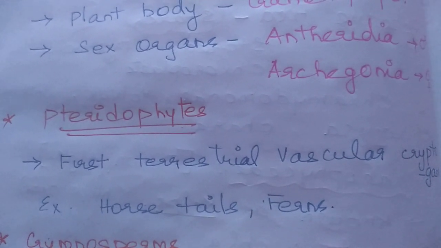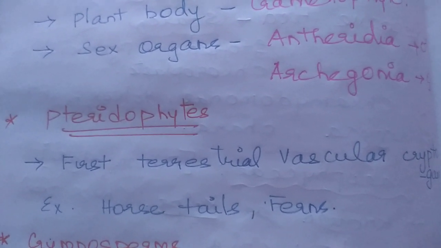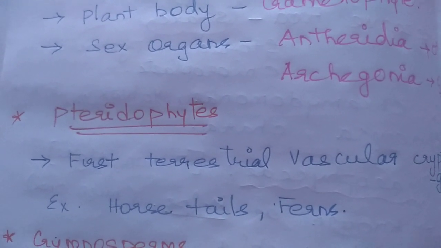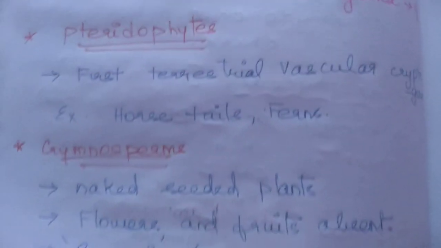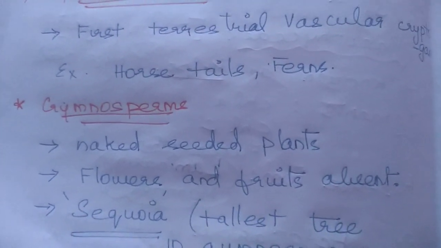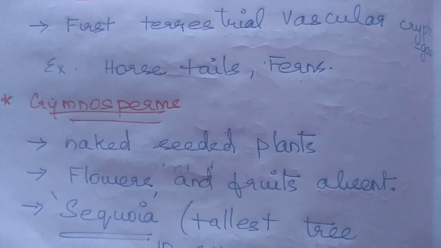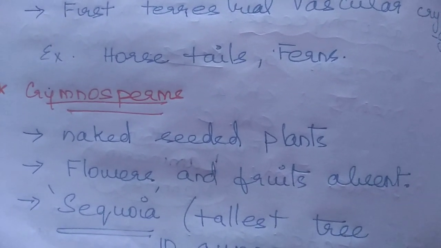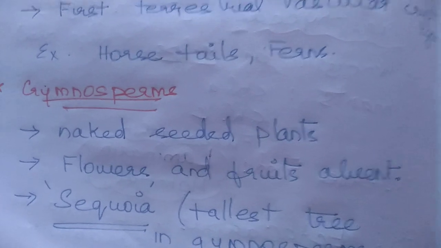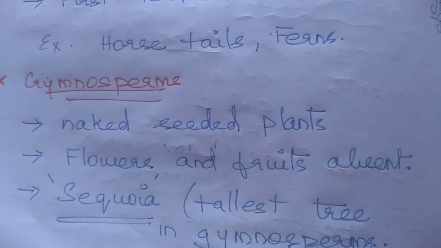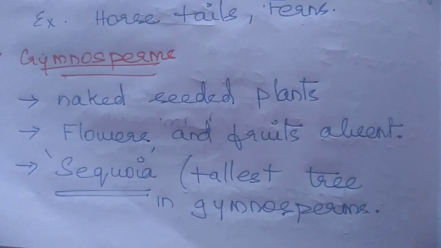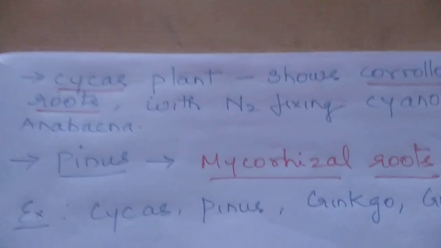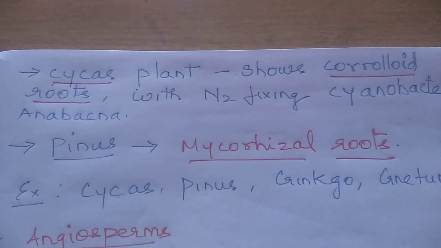And the next division is pteridophytes. They are known as the first terrestrial vascular cryptogams. Examples for pteridophytes are horsetails and ferns. And the next group of the plant kingdom is gymnosperms. They are non-flowering plants. They are called naked seeded plants, and flowers and fruits are absent in this type. And sequoia is the tallest tree among gymnosperms.